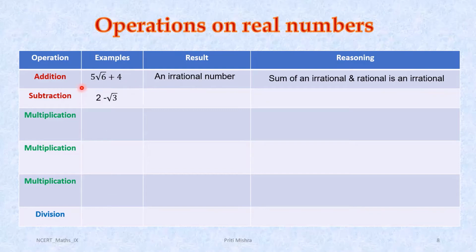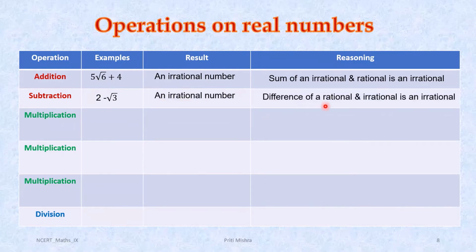Next, I'm going to show you subtraction. Here we are having an example, 2 minus root 3. This is an irrational number. Because the difference of a rational and irrational is an irrational. 2 is a rational number and root 3 is an irrational number. So the difference of a rational and irrational is an irrational number.